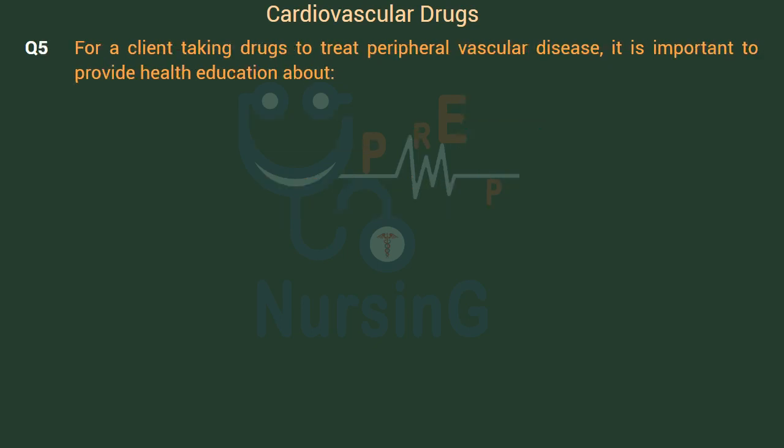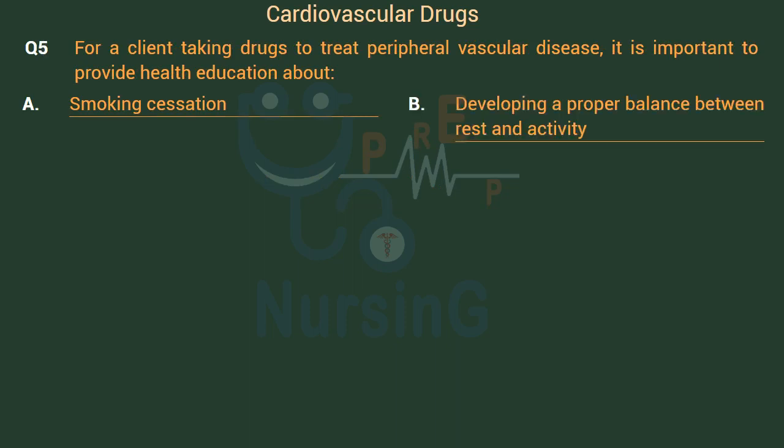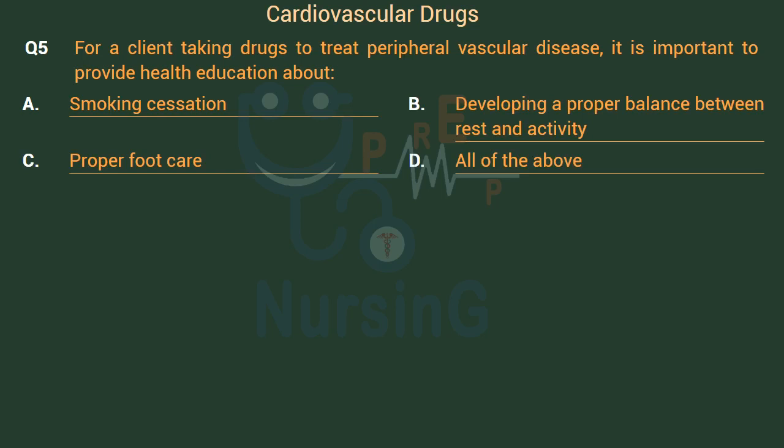For a client taking drugs to treat peripheral vascular disease, it is important to provide health education about: Option A. Smoking cessation. Option B. Developing a proper balance between rest and activity. Option C. Proper foot care. Option D. All of the above. Right answer is Option D.